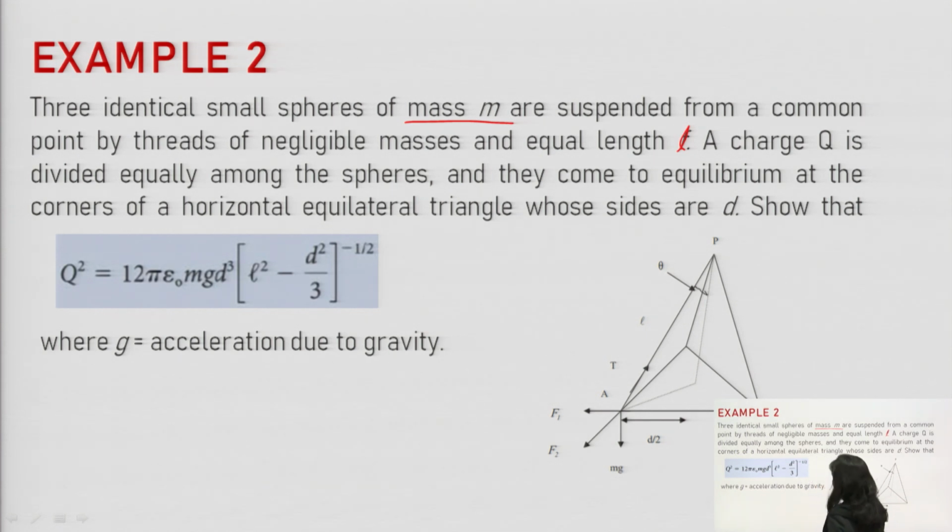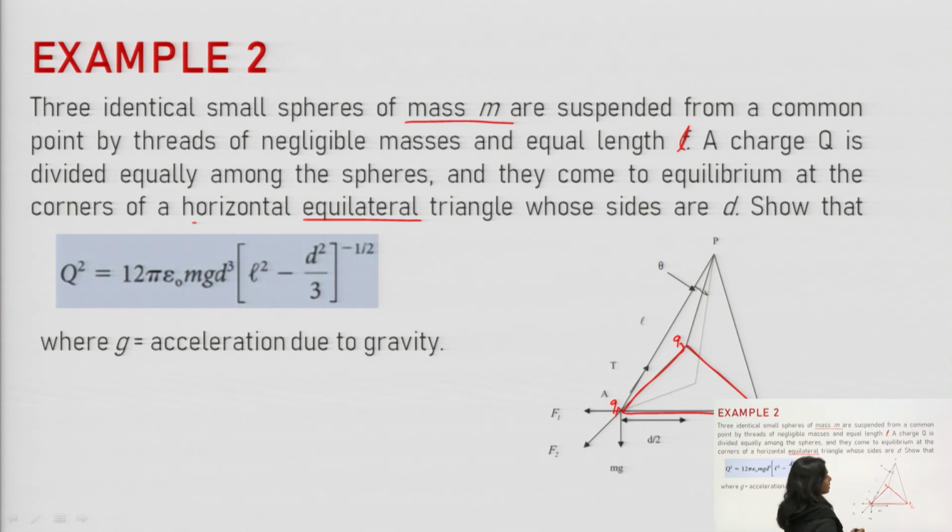So here the first part is, just after reading this type of problem, you need to draw everything with the help of pen and paper. So here you can see these are the three corners of an equilateral triangle, because it is a horizontal equilateral triangle. In the corners of this equilateral triangle we have three charges, Q1 suppose, Q2 and Q3.